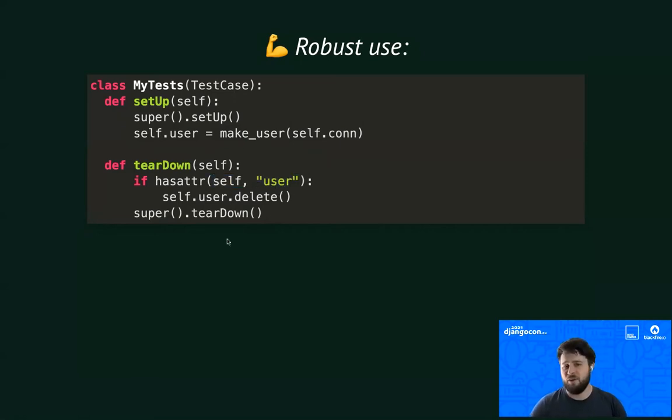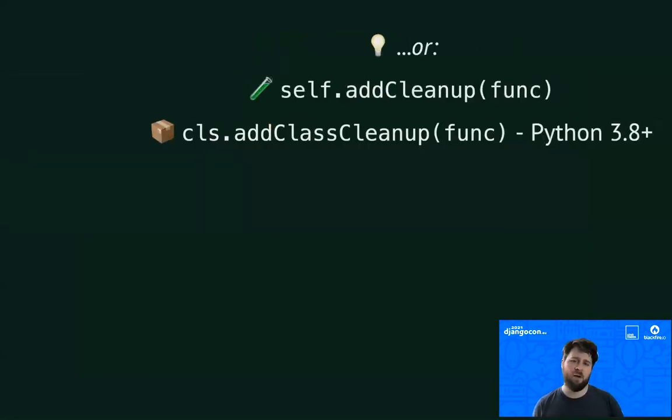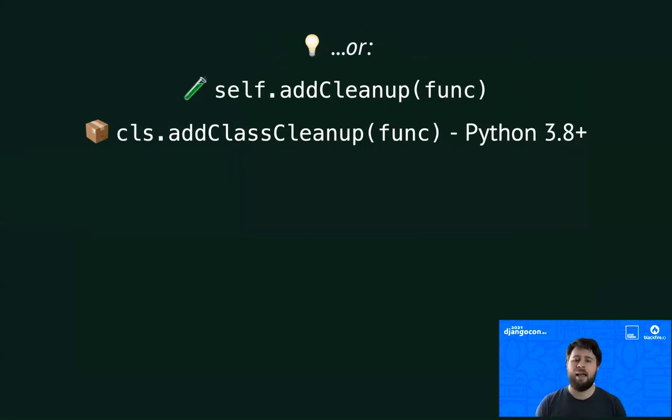As you can imagine, this might get annoying if you're doing a bunch of different setup and then teardown. And it's also perhaps a rare bug: most of the time making a user will succeed, but when it doesn't, then you're going to see some quite odd exceptions. Thankfully, there's an extended API in unittest for this, and that is the addCleanup function, and since Python 3.8, the addClassCleanup hook as well.